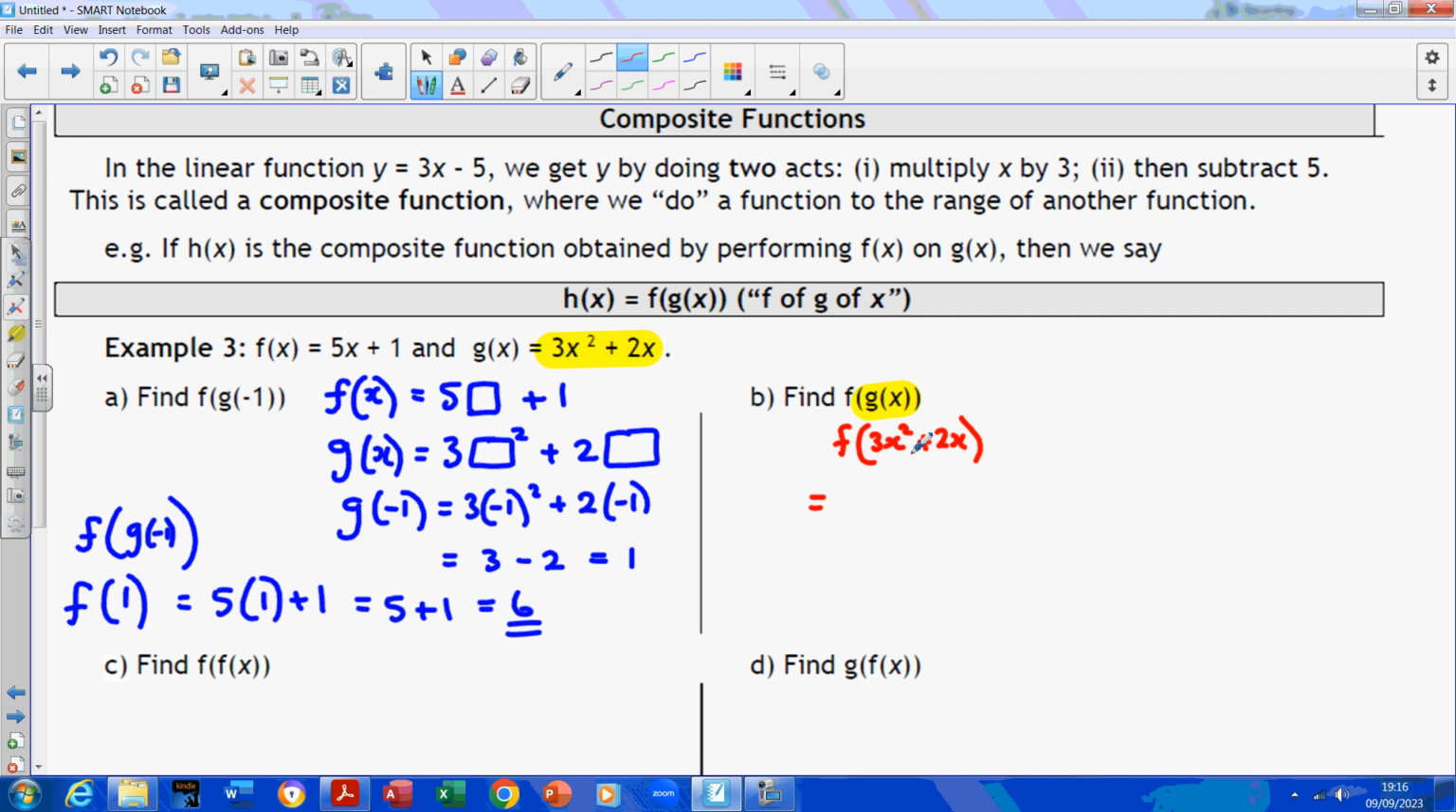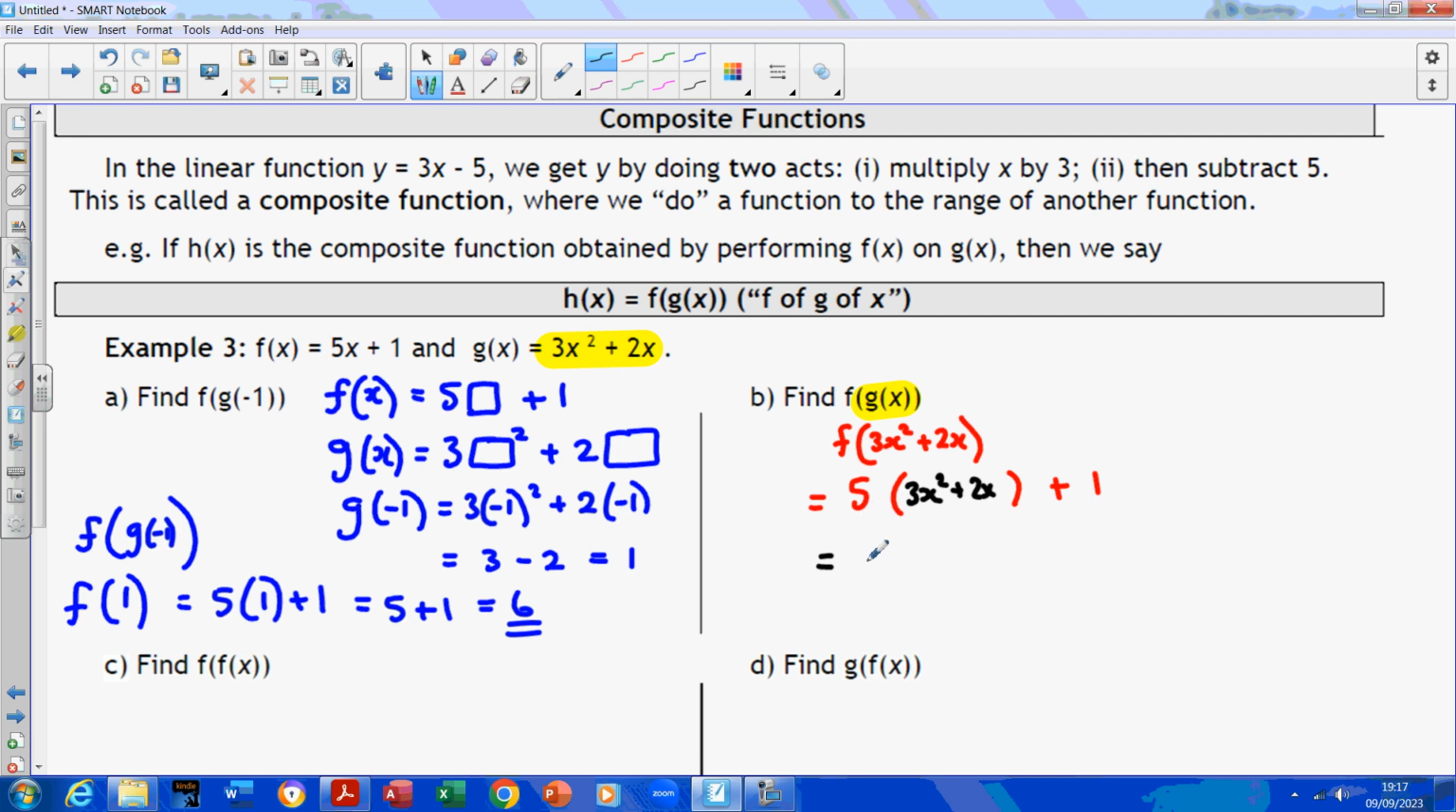What was function f doing to the thing in the bracket? Function f was doing 5 times the thing in the bracket plus 1. If you write it down like that, then it might be easier to see what you're doing. So the thing in the bracket was 3x squared plus 2x. And then we do that wee algebraic manipulation to work this out.